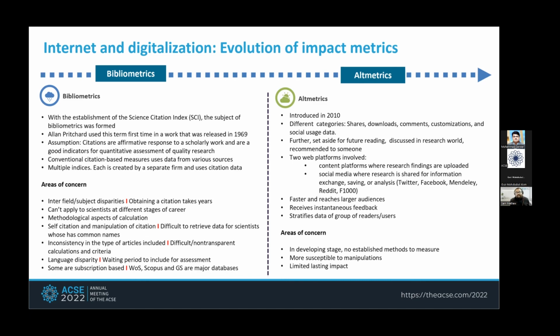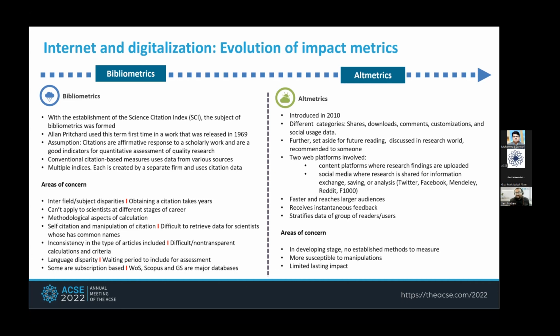Based on the recent advancements in internet and digital technology, an alternative metric has been introduced that is called altmetrics. There are two major web platforms that are involved in this. One is the content platform where research findings of the publications are uploaded, and the second is social media where research findings of the publications are shared for information exchange, saving, or analysis. So these two platforms are very important in identifying metrics based on researchers' online behavior for their research activities.